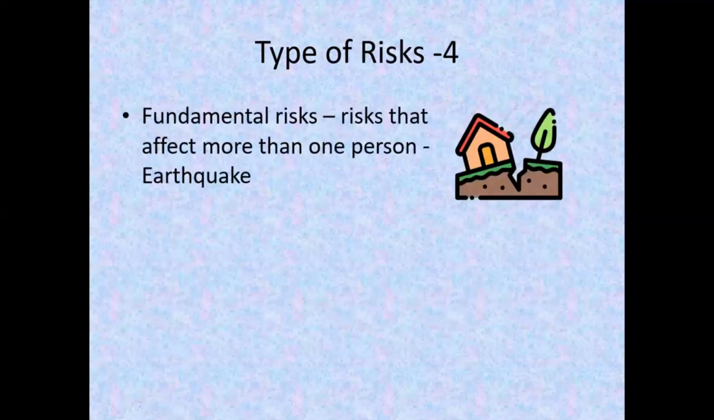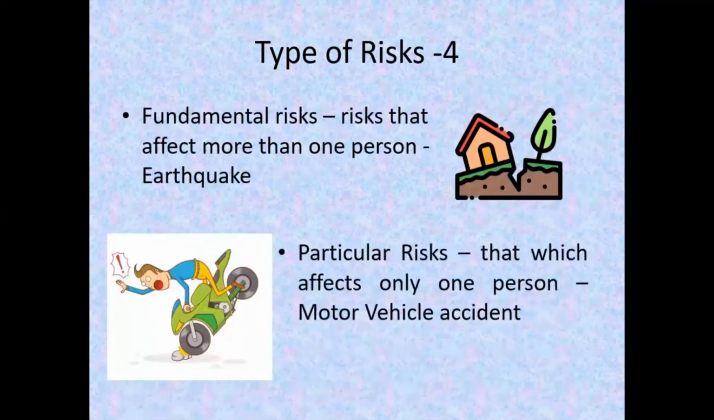Now, the fourth categorization is fundamental and particular risk. This is somewhat similar to your catastrophic risk. Fundamental means again more than one person getting affected. It can be an earthquake, a landslide, all act of God perils where it sweeps the entire locality or entire state or entire place where many people are affected. So, fundamental risk. Particular is one person. Let's say one person is riding a motor vehicle and he meets with an accident, he gets injured. So this is a particular risk.